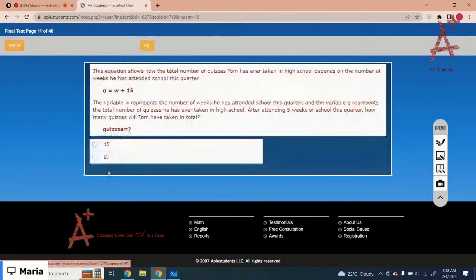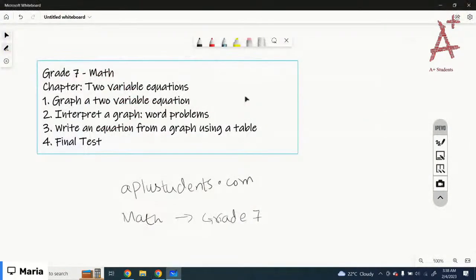So we are working on grade 7 maths, and the chapter we are working on is two variable equations. The lessons we have covered today are graph a two variable equation, interpret a graph word problems, and write an equation from a graph using a table, and we just did the final test of the chapter. So if you have any question, any confusion, you can ask. I'm here to answer all your questions. Please write down the question in the chat box if you have any.